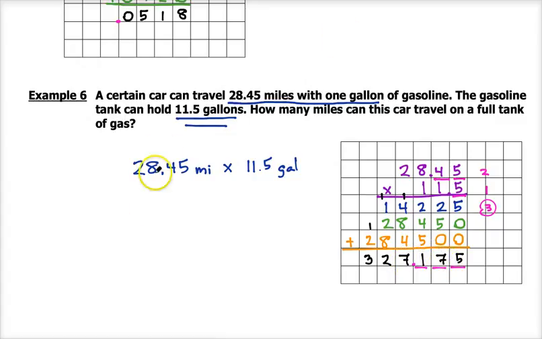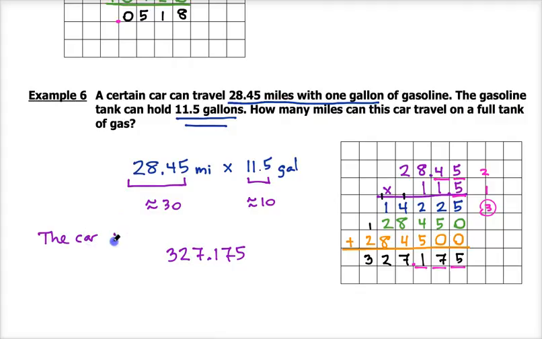I probably should have done that. Let's think if that makes sense. 28.45 is close to 30. 11.5 is close to 10. 30 times 10 is 300. So 327.175, yeah, that's pretty close to 300 in the grand scheme of things. So we need to put this in a sentence, and we can say the car can travel 327.175 miles.